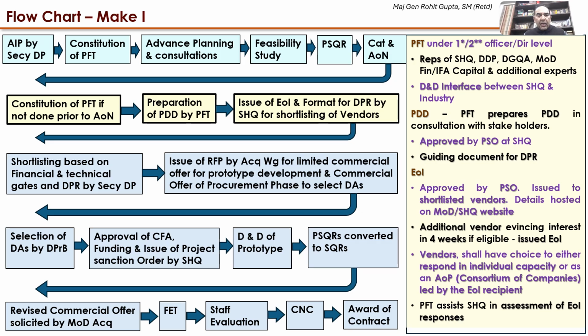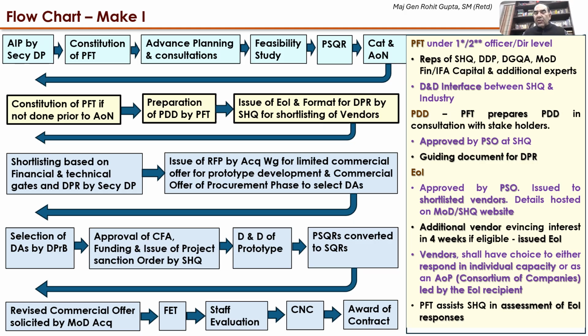Let's have a look at the next three steps. First is the constitution of the project facilitation team, in case it had not been done earlier when the AON was to be taken. Then the preparation of the project definition document by the project facilitation team, the issue of the expression of interest, as well as the format for the detailed project report by the SHQ, and the shortlisting of the vendors.